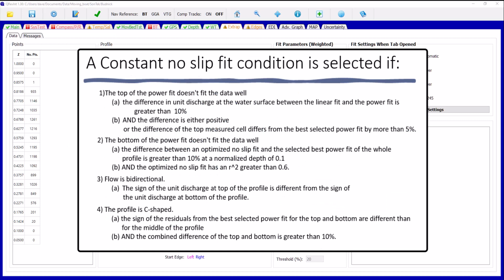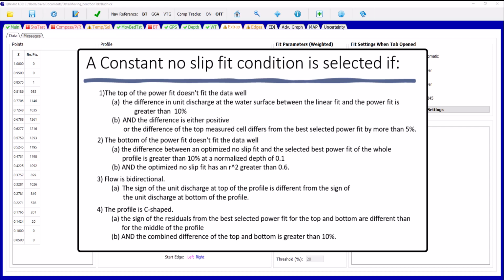Using these data, a constant no-slip fit condition is selected if the top of the power fit doesn't fit the data well, which is defined as the difference in unit discharge at the water surface between the linear fit and the power fit is greater than 10%, and the difference is either positive or the difference of the top measured cell differs from the best selected power fit by more than 5%.